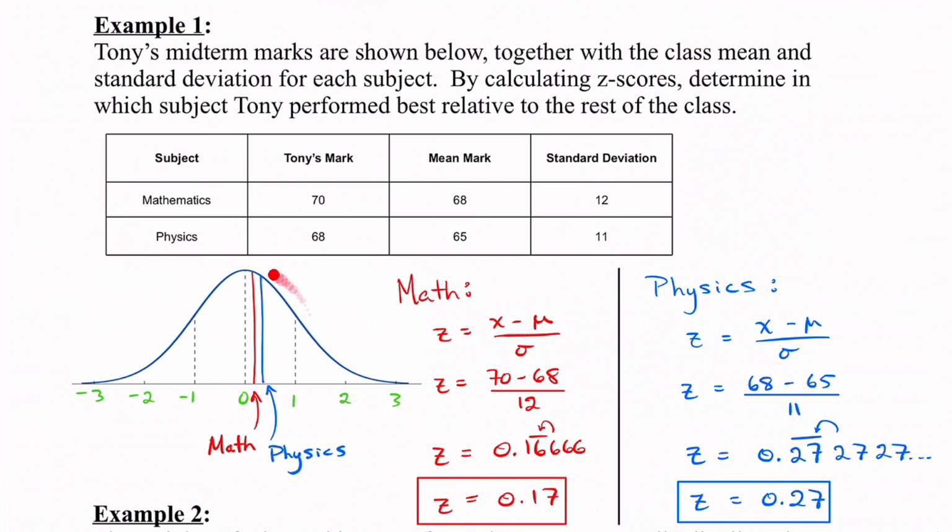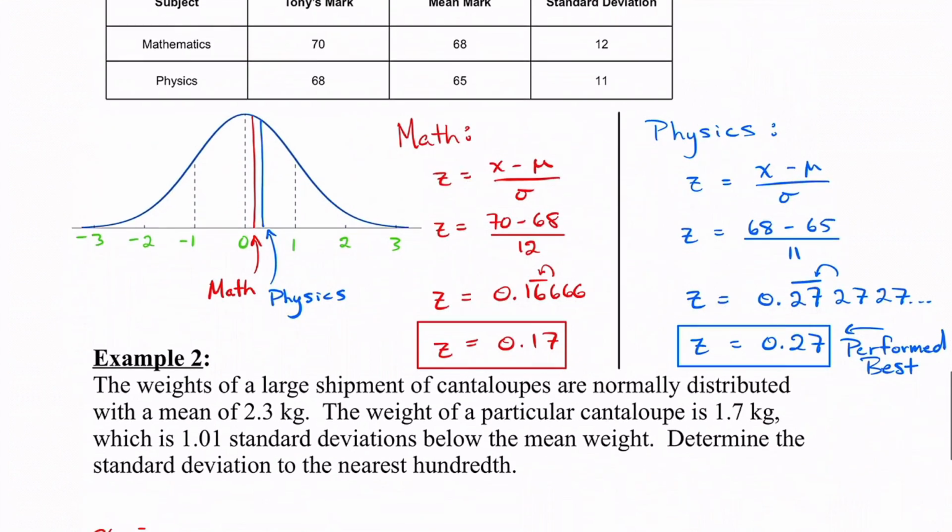So if we want to describe what's going on here, the average is right here. For math, he is above average in his class, and physics, he's even better. He is also above average in physics, but he's even higher than he was in math. So therefore, his physics, that's the one that he performed best in. So example 1 is now done.